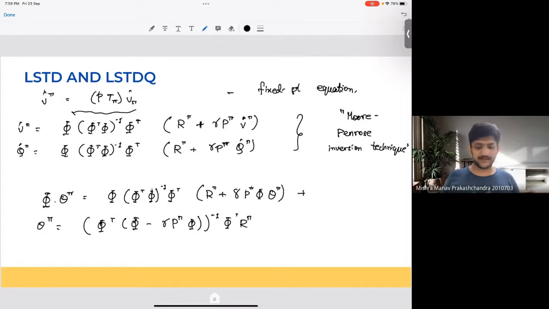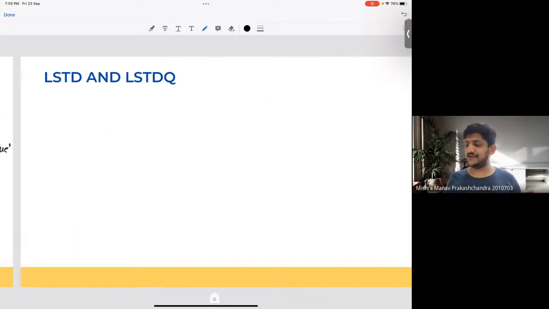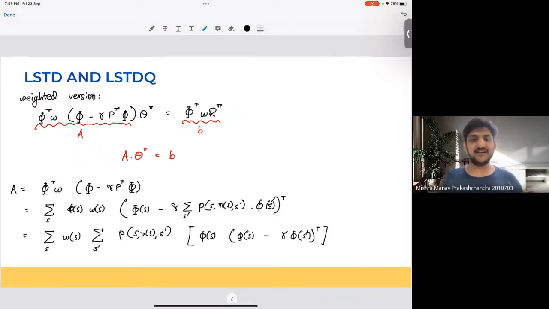So this is the solution I get for my theta pi. Here, each sample has equal contribution. It turns out there's a weighted version of it. So instead of giving equal contribution to each of these, I can give the weighted version, and the equation looks something like this. This is how I represent my A, and this is how B is represented. I mean, this big term is what I'll call A, and this term over here is B.